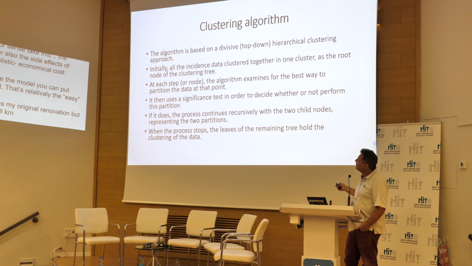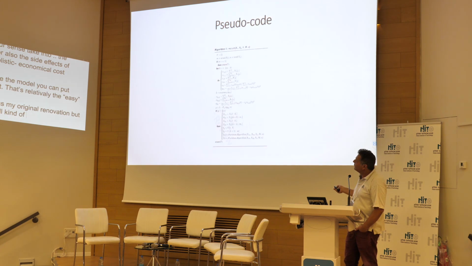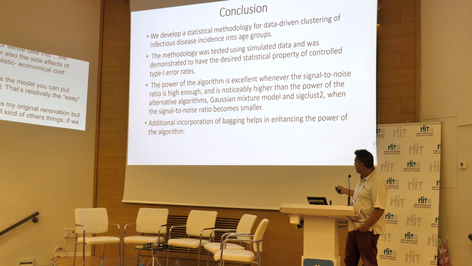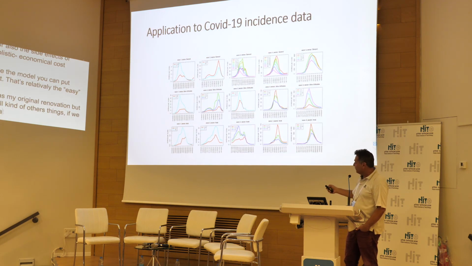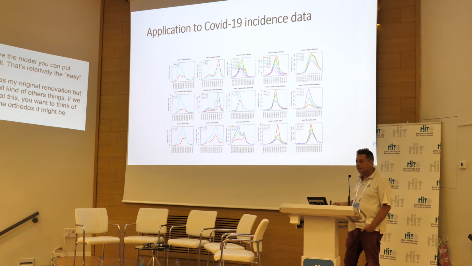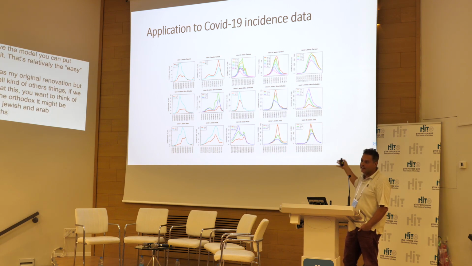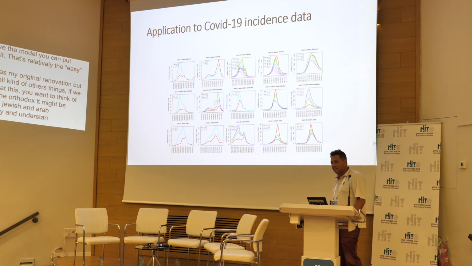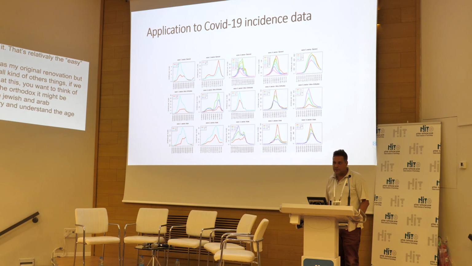So if we go again to look at this, if you want to think of interventions in the Orthodox, they might be very different than the Arabs and the secular Jewish population. Okay, so that's exactly the idea, to try and understand the age structure dynamics and then think how you can reduce the disease. So thank you.